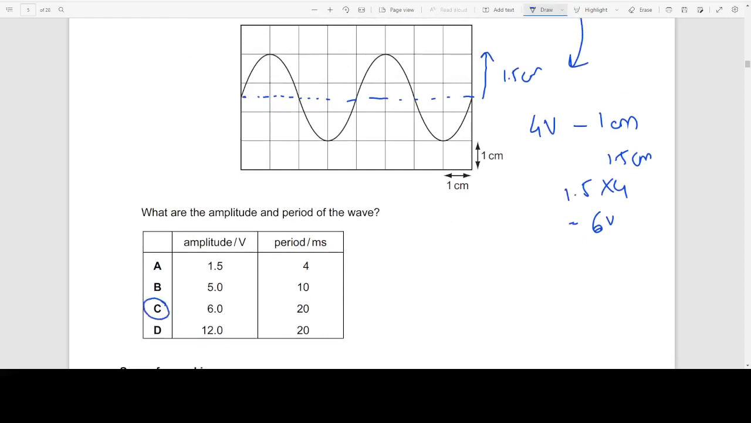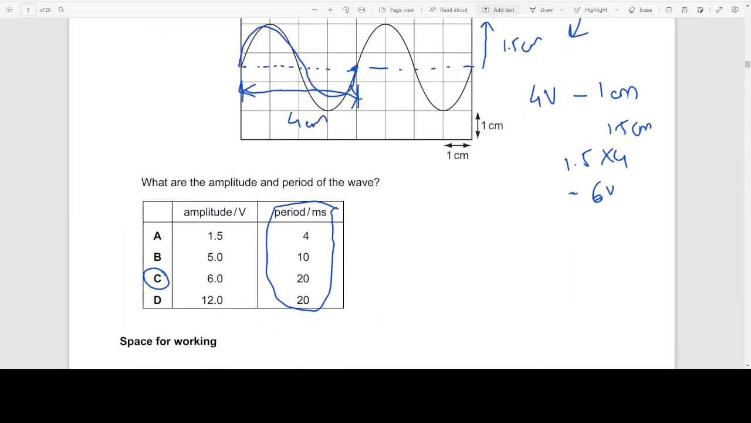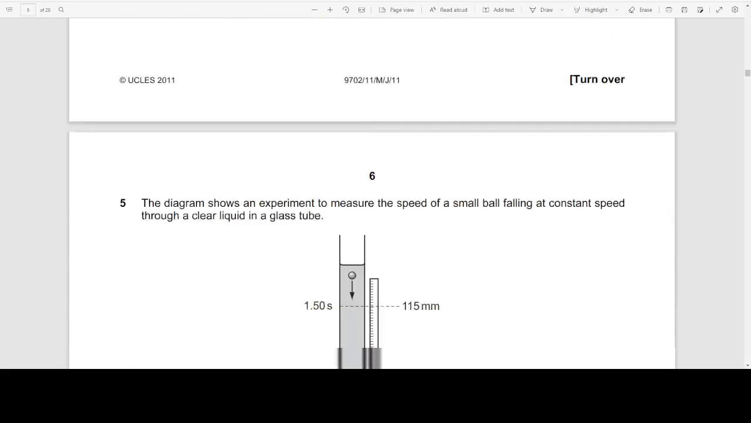We don't have to actually measure the period in milliseconds for time, but still, just for your understanding, I'll do it. You can see that one complete wave is taking about 4 centimeters, correct? From here till here, 4 centimeter, and time scaling is 5 millisecond per centimeter. So 4 centimeter means 20 millisecond. So 20 millisecond is one period, which makes this correct. So option C is the correct answer.